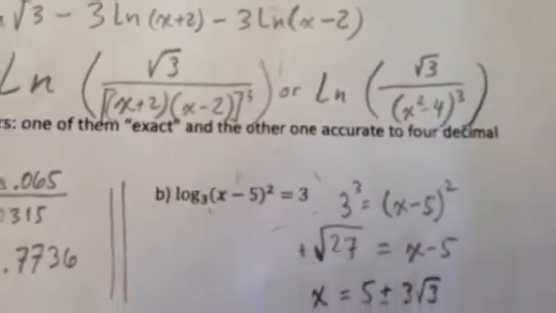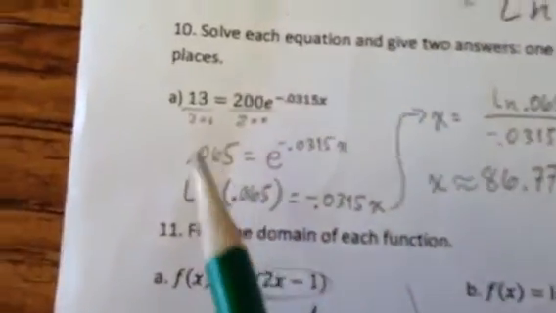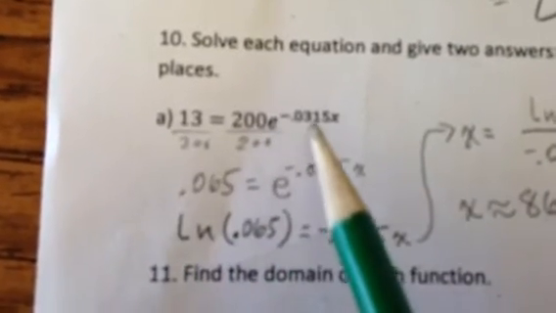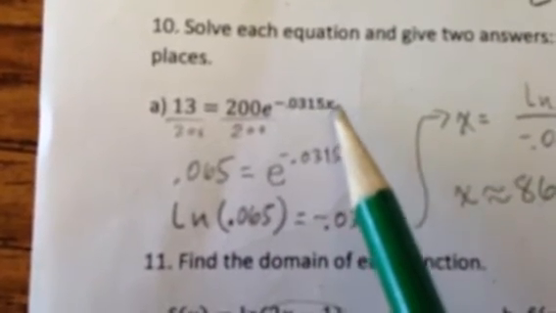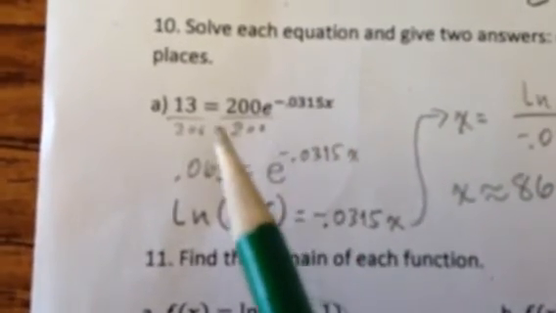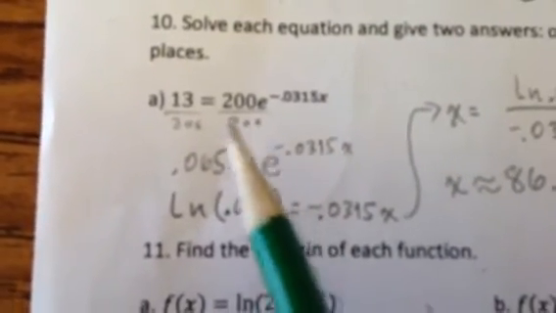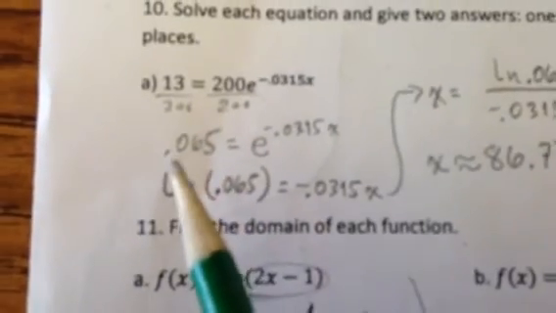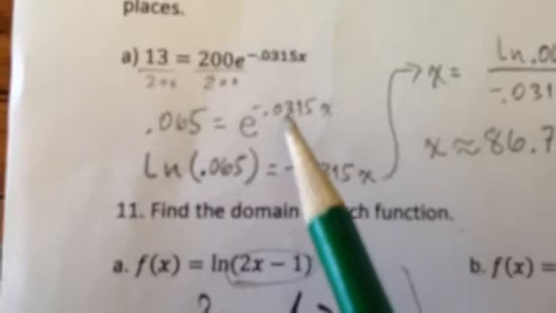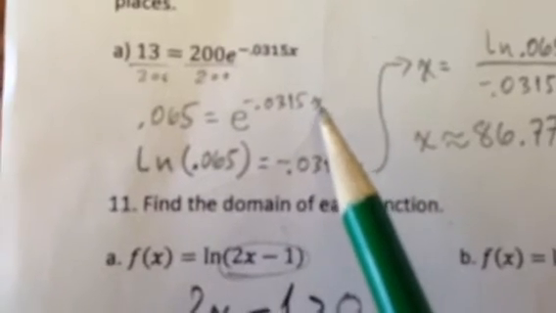Let's move on. I'm solving this equation, so the first thing I want to do is see that it's an exponential equation. My variable is an exponent, so I'm going to have to use logarithms to solve this. But first I want to isolate the exponential function. So divide both sides by 200. It gives me 0.065 on the left, equals e to the negative 0.0315x.